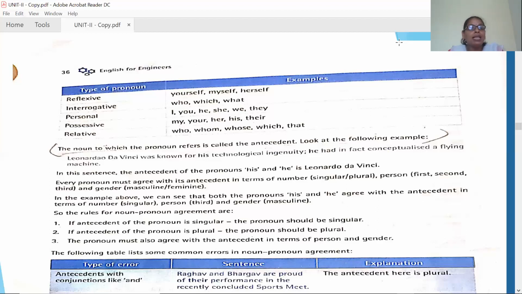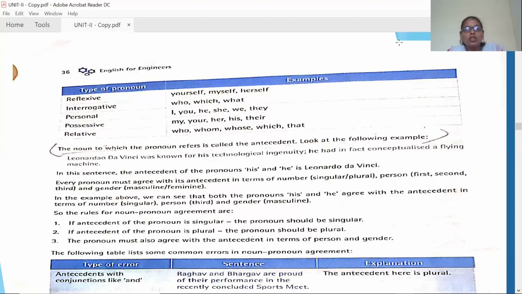In the example, Leonardo da Vinci is singular, one person, and the pronoun is one person, he. Leonardo da Vinci is masculine gender, and we have given a gender-based pronoun. Number: Leonardo da Vinci is singular, and the pronoun we have given is number one. One and one, so it should agree.